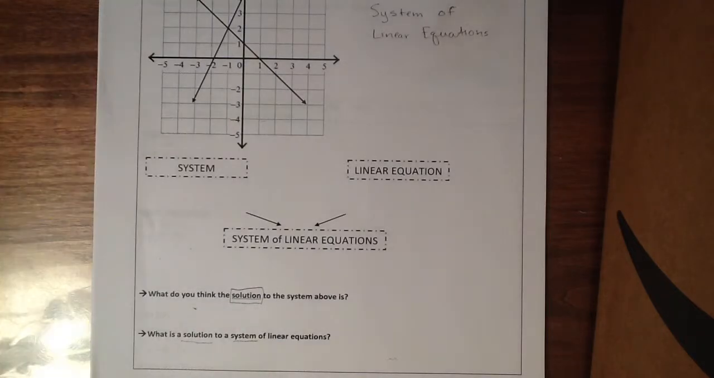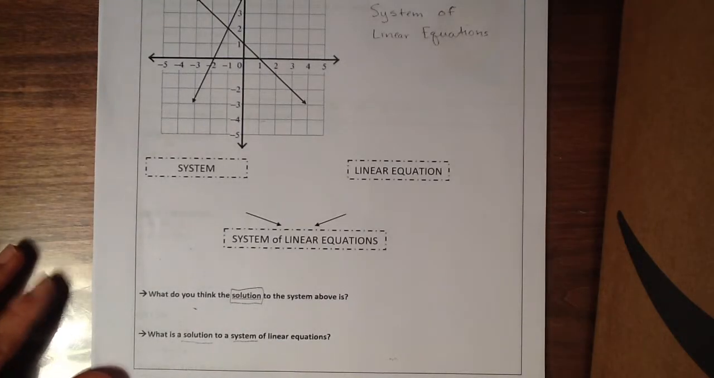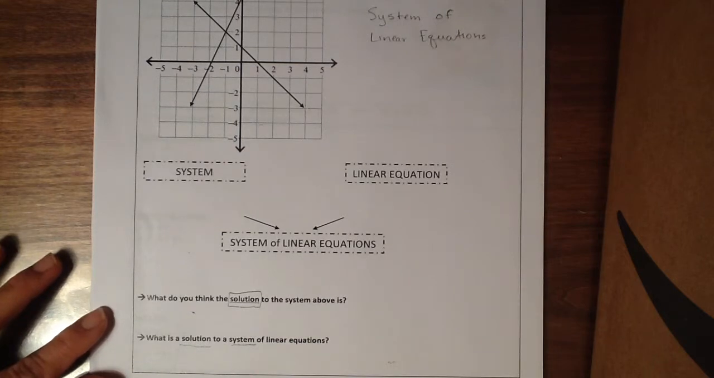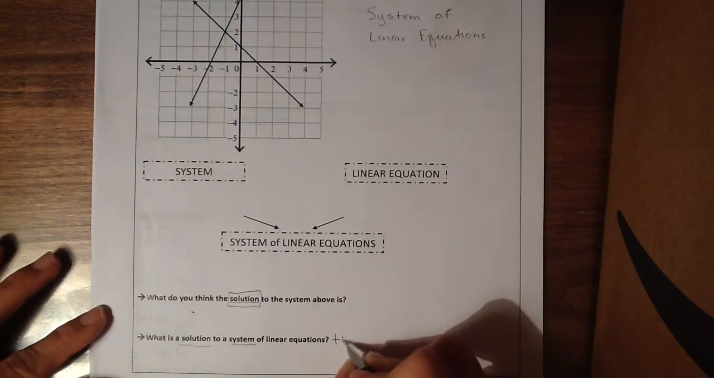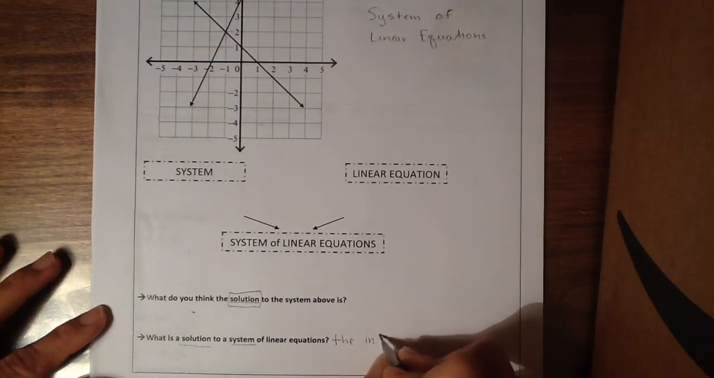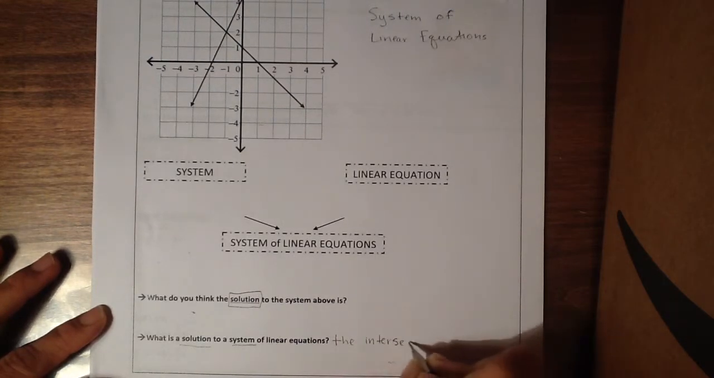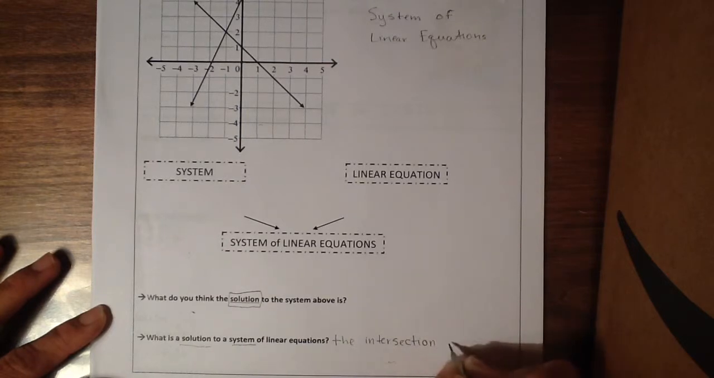So graphically, when we look at this graph, the solution to a system of linear equations is the intersection of the two lines. The intersection of the two lines.